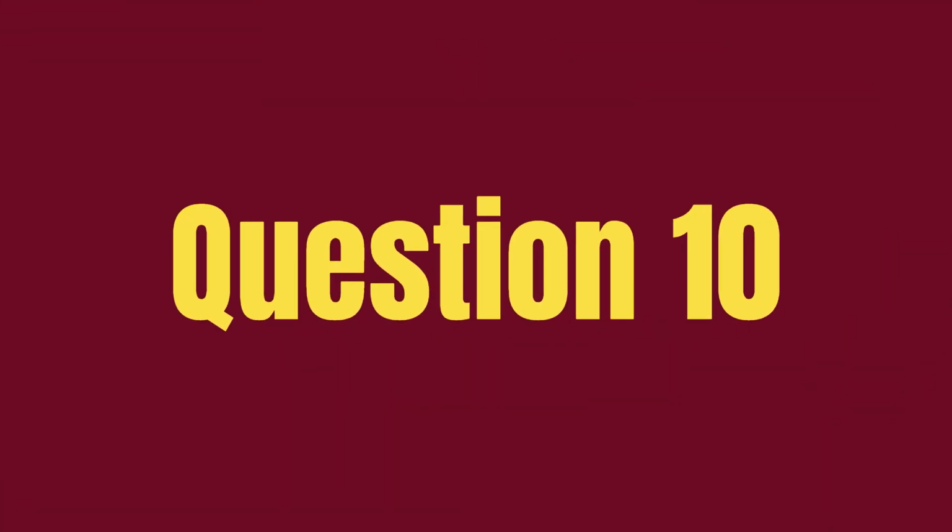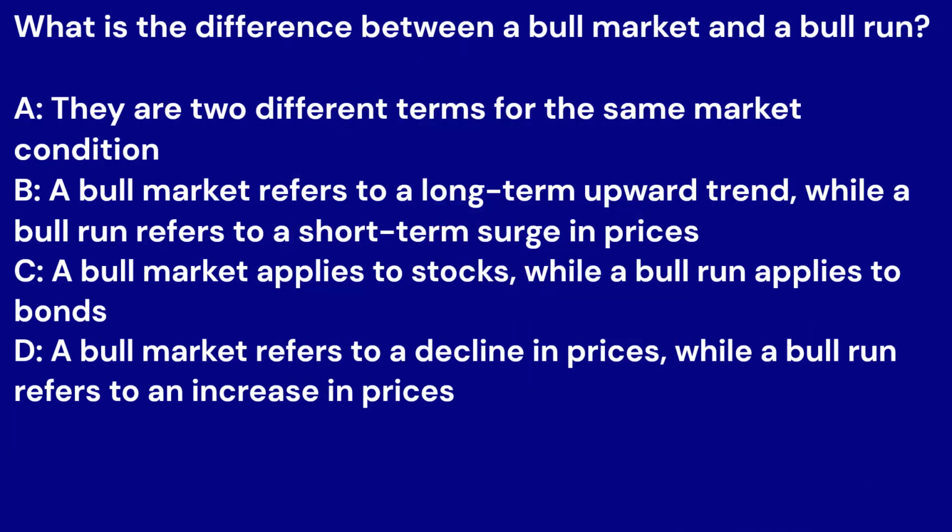Finally, question number 10. What is the difference between a bull market and a bull run? Option A, they are two different terms for the same market condition. Option B, a bull market refers to a long-term upward trend, while a bull run refers to a short-term surge in prices. Option C, a bull market applies to stocks, while a bull run applies to bonds. Option D, a bull market refers to a decline in prices, while a bull run refers to an increase in prices.